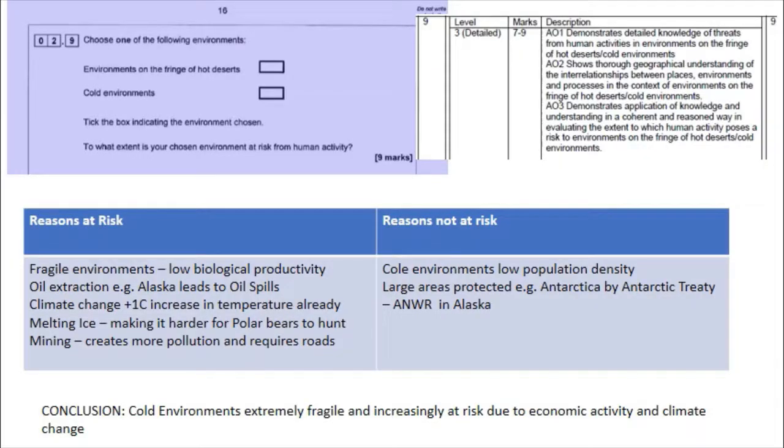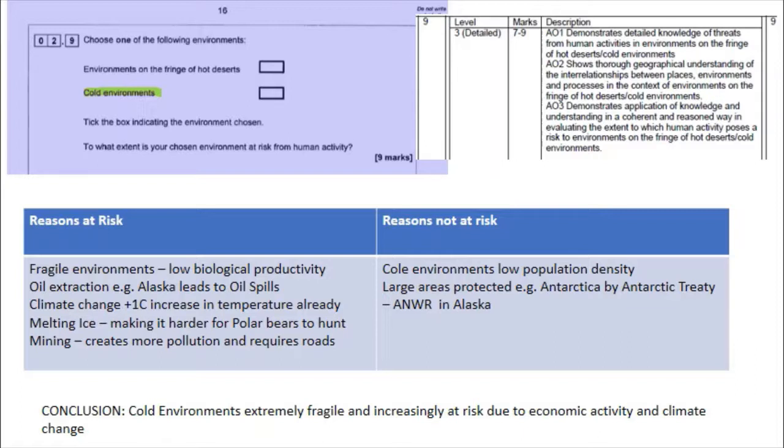Right, then we get on to the final question, 2.9. Now, you guys have studied cold environments. So I noticed a couple of people did hot deserts. That's fine, it won't stop you getting marks, but it's not something we've covered. Right, have a look at the question.